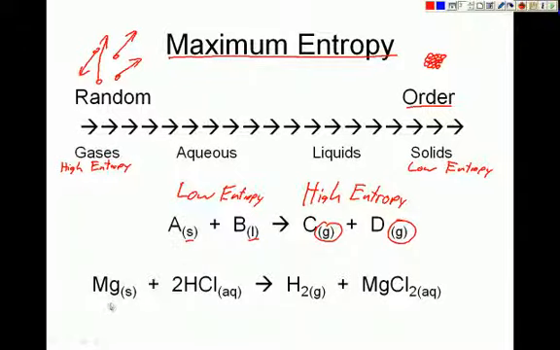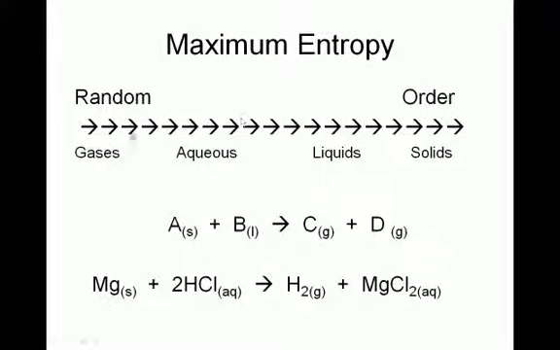Now, looking at another example, we have magnesium solid plus hydrochloric acid, which is aqueous. So we have an aqueous and a solid making a gas and aqueous. So high entropy, this is a spontaneous reaction that would favor the products. So reactions favor maximum entropy and minimum enthalpy. Now let's move on.